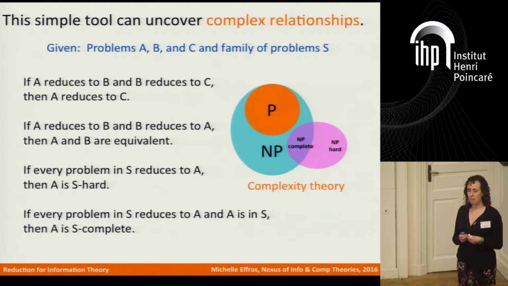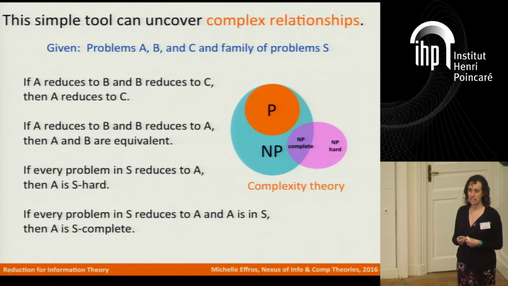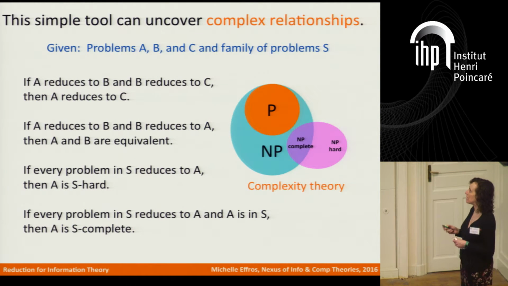Now, of course, reduction in the complexity literature is used to derive all kinds of interesting and complicated results using this very simple tool. And we'd like to do the same thing in information theory as well. So for example, you can look for equivalent problems, problems where the capacities of two networks are identical to each other, such as we have in the previous delay example.